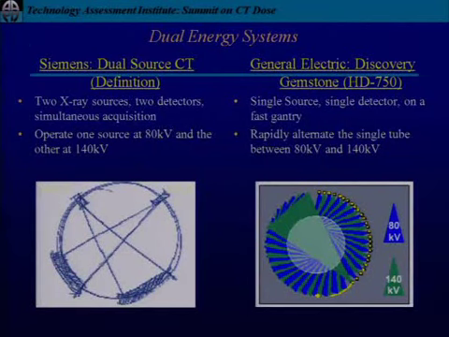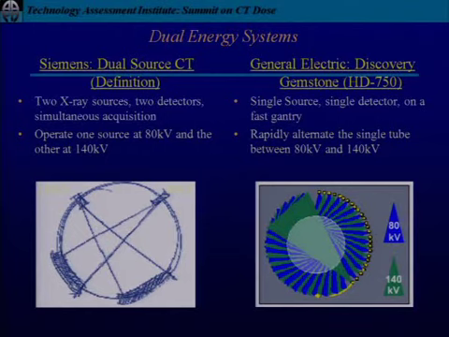Just about all vendors are active in this field. I put only 2 up here, but I know Toshiba is also working in this area. Siemens has a dual source CT where you have 2 X-ray tubes and 2 detectors, and then you spin them faster and acquire the images simultaneously, but at 2 different tube energies. So you'll operate one tube at 80 kV, the other tube at 140 kV, and you acquire your set of images. So you'll get 2 sets of images, one at 80 kV, another at 140 kV, and then you can do post-processing to do material characterization.